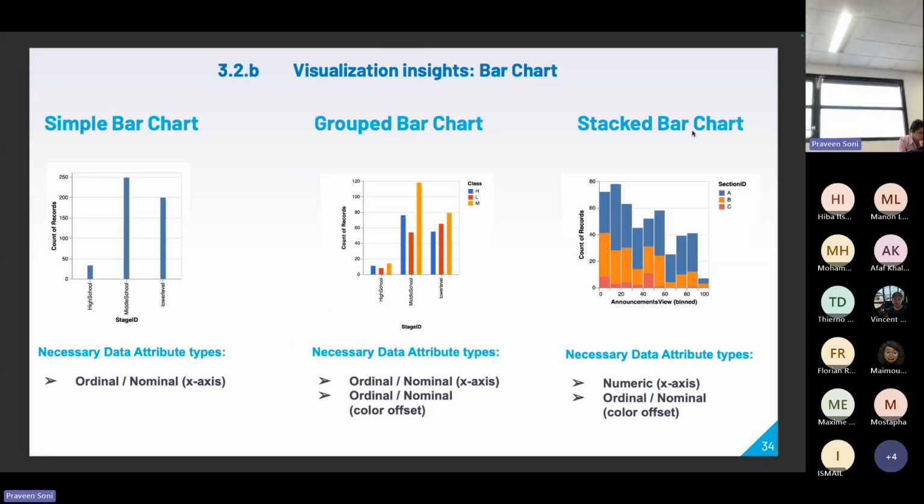So here you can see the simple bar chart. We plot the stage ID, like high school, middle school, and lower school. So yeah, we forgot one question I asked: A to Z and Z to A, is that nominal or ordinal? We still don't get that answer properly. A few of you said ordinal and a few of you said categorical.